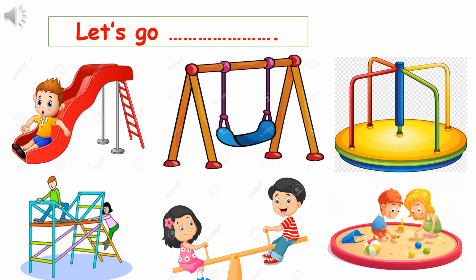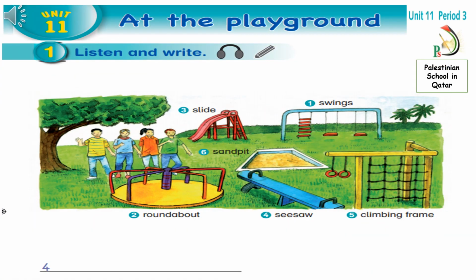Excellent. Let's start with activity number 1, listen and write. Look at the picture, please. What can you see? We can see playground. What can you see at the playground? Look at the equipments here. What can you see at the playground?